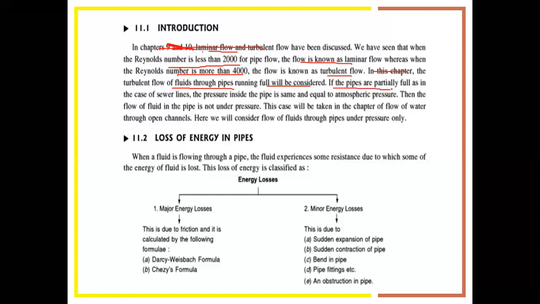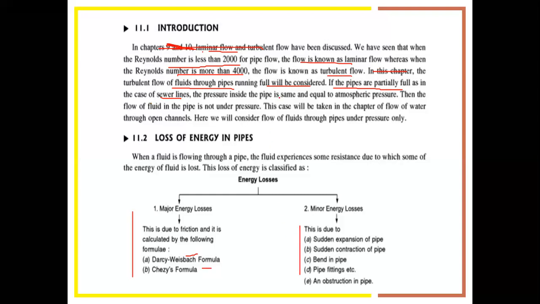And if the pipes are partially full, as in the case of sewer lines, so partially full means not completely full. Up to now we have solved problems with full water. We have solved the problems of the major energy loss for full pipes. Now we will look at this other case.